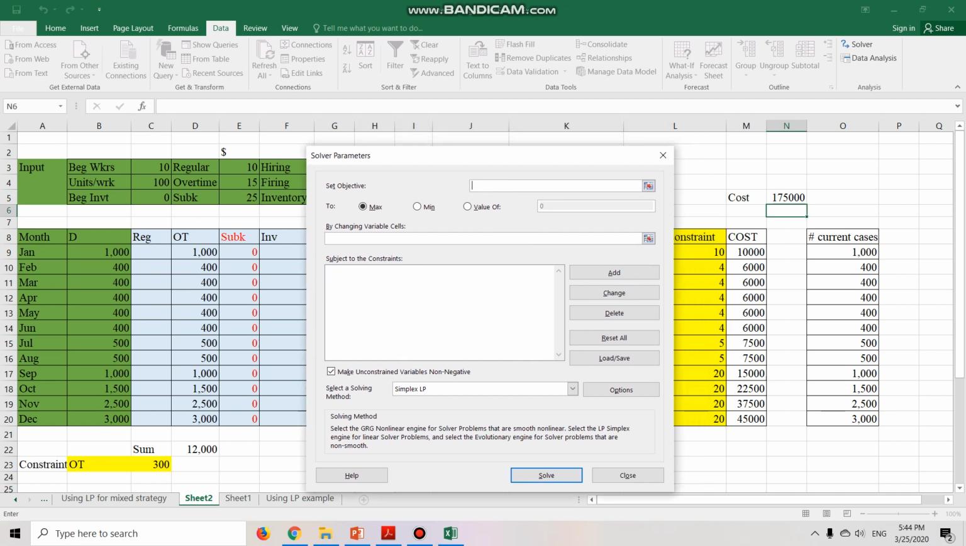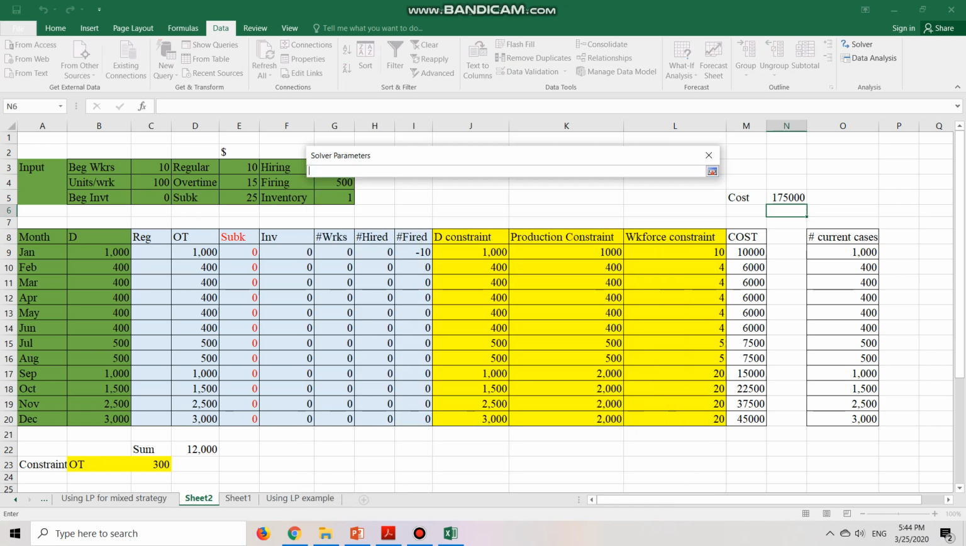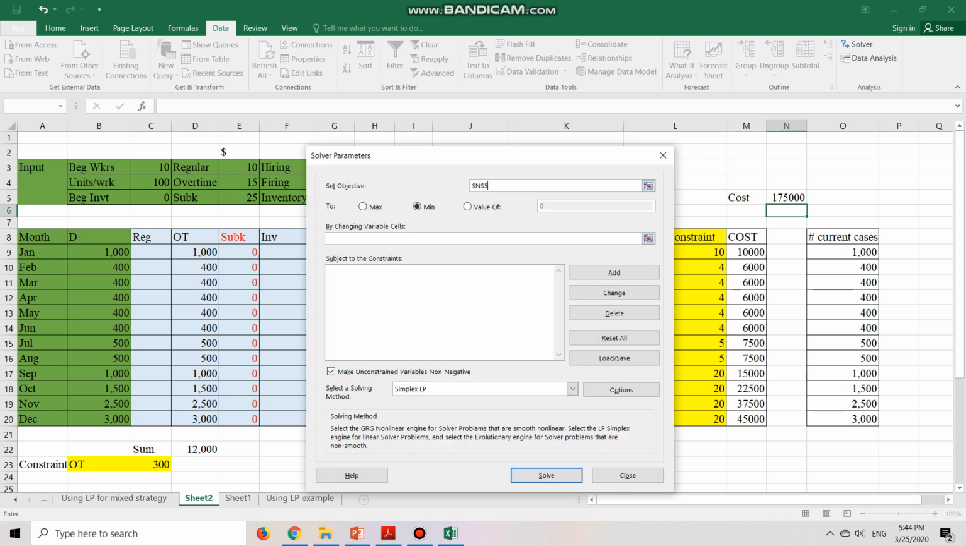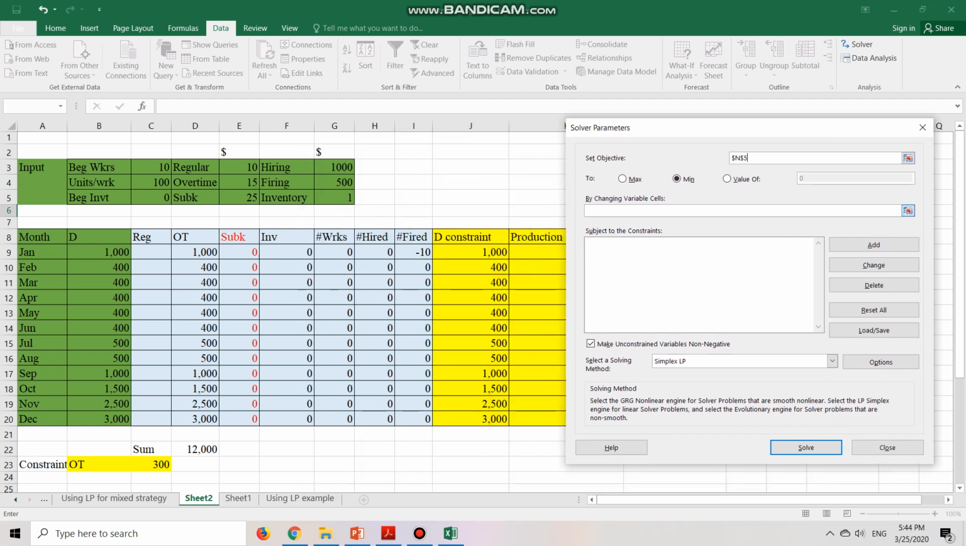Okay, so your objective is to minimize the total cost, right? So you choose minimize, min. And where is your total cost? It is this value. Then okay, you finish your objective function.